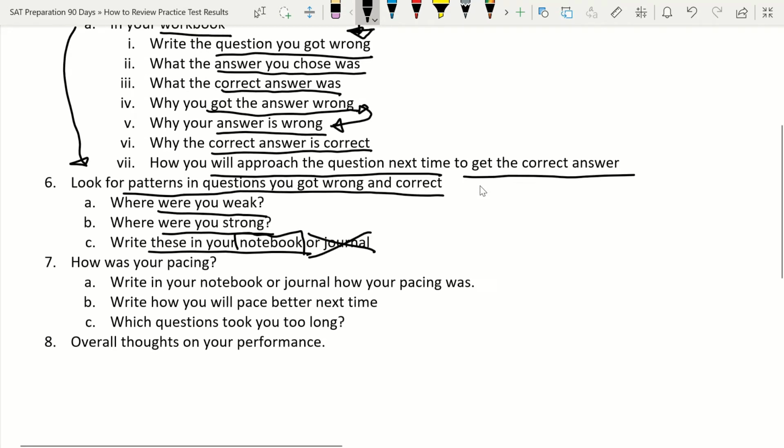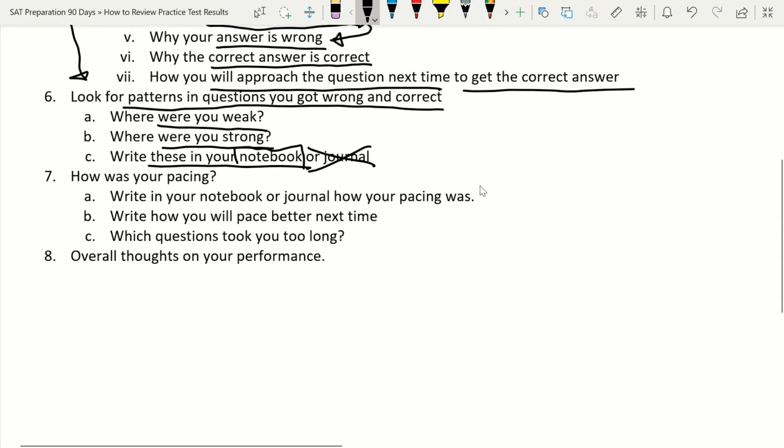All right, so next thing you want to do is cover your pacing in your notebook, right? So let's talk about pacing. Obviously, you went through the SAT. It was right around 3 hours for the practice test. You want to talk about your pacing because pacing is really important on the SAT.